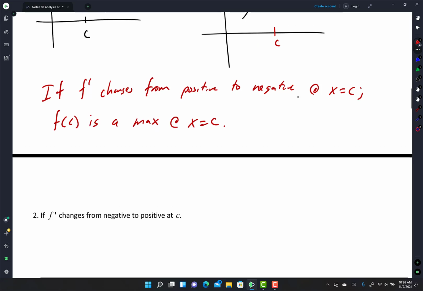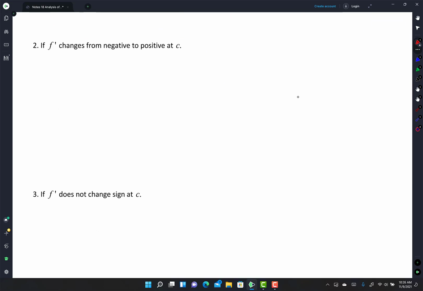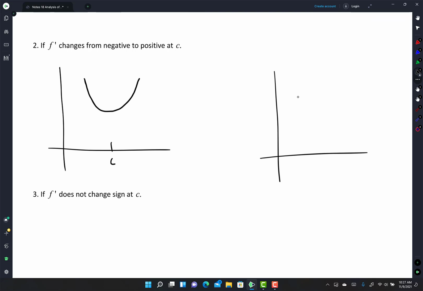Okay. Here we go. F prime changes from negative to positive at c. So I'm going to do the same thing. I'm going to sketch two scenarios. F prime goes from negative to positive. I'm going to say this is c. So first I'm going to do one that is differentiable at c. And then let me do one that's not differentiable. Let me see if I can do a different one. Negative to positive. So I'm going to go, and then bam. There we go. I like it.